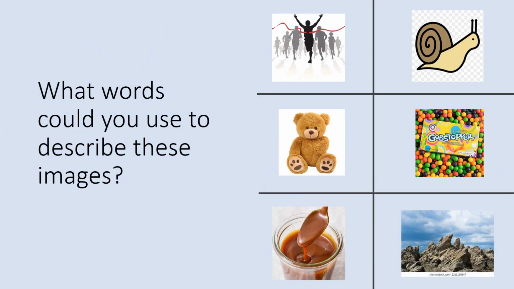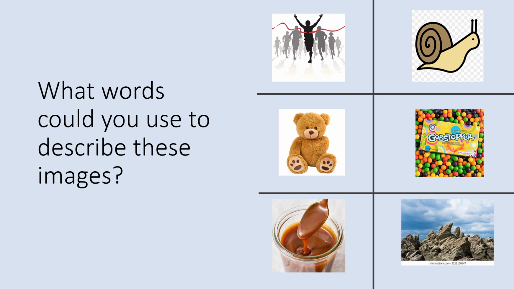So using your knowledge of what dynamics are now, i.e. the speed or flow of something, we're going to use these images here to help us understand exactly what a dynamic is. So looking at these images, I want you to think, what words could you use to describe these images? And I want you to write these down in your booklets. Pause the video now.